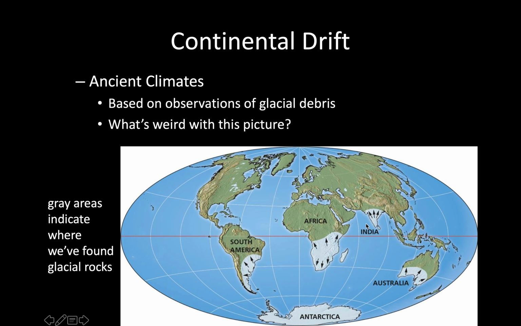Well, if you've ever been to Africa by the equator, you would know that there are no glaciers. In fact, it's pretty darn warm. If you've ever been to India, you would know that there aren't any glaciers, or Australia, or these parts of South America. These are all areas that are quite warm. Why the heck would we have glacial rock or glacial debris from those times?